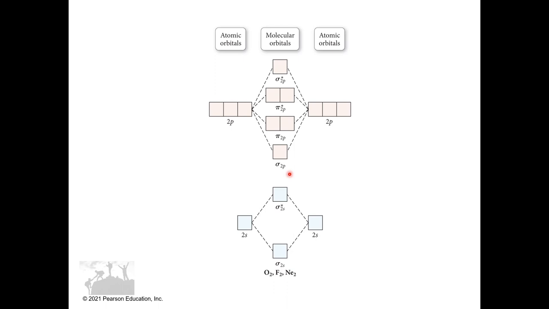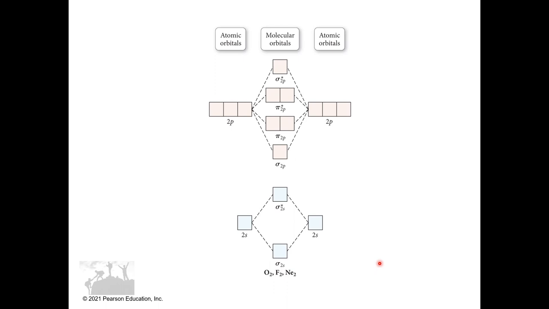You should also see that the sigma 2p is lower in energy compared to the pi 2p orbitals. Now that should make sense to you because remember, in the valence bond theory, the sigma bond is stronger than the pi bond. So if the sigma bond is stronger, that means that it's more stable, and so it has less potential energy. So this is drawn lower compared to the pi 2p molecular orbitals. Okay, so this is the arrangement for, again, O2, F2, and Ne2.